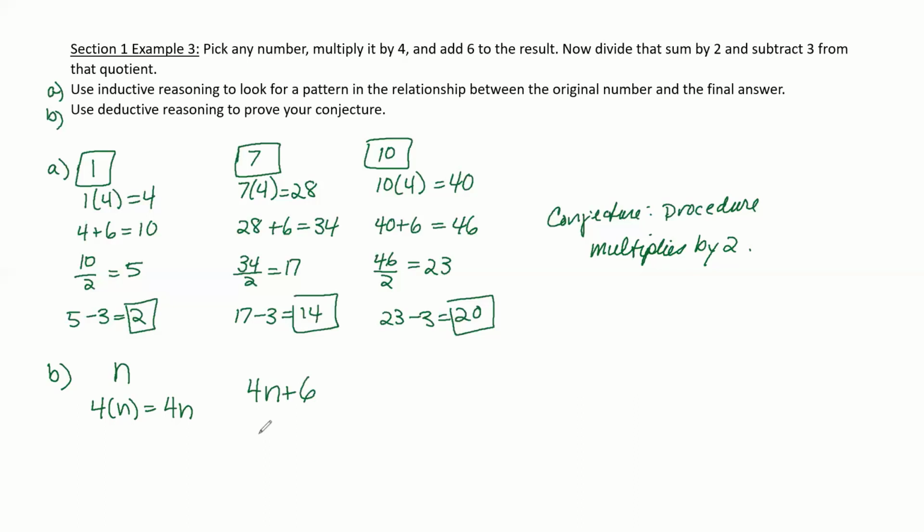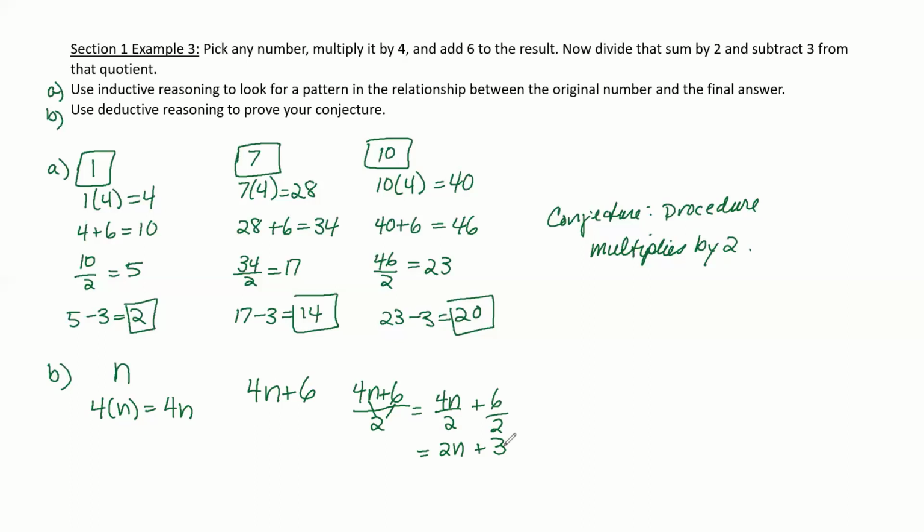Now I need to divide that by 2. 4n plus 6 divided by 2. What we do is divide each part by 2. So 4n over 2 and 6 over 2. And that gives us 2n. 4n divided by 2 would be 2n. And 6 divided by 2 is 3. So I have 2n plus 3.